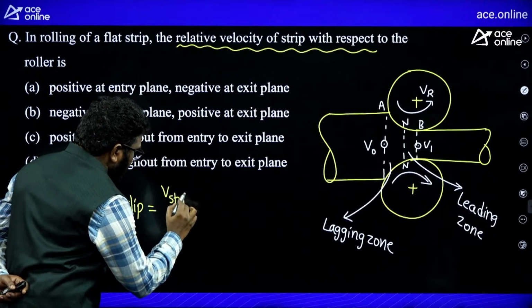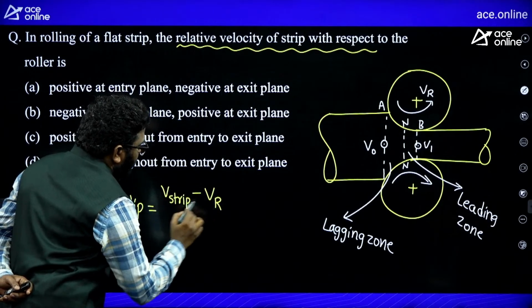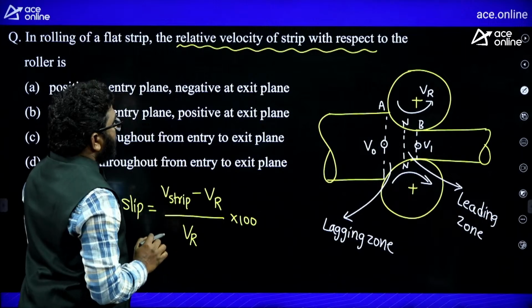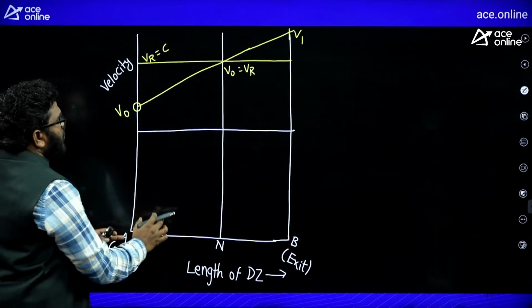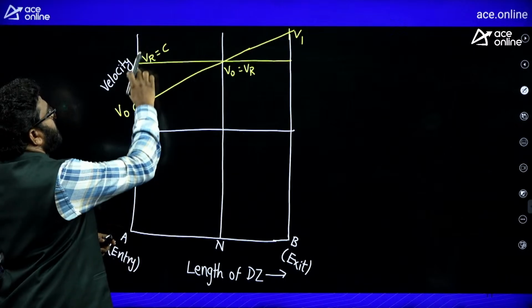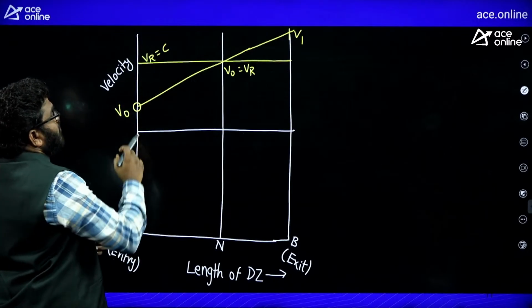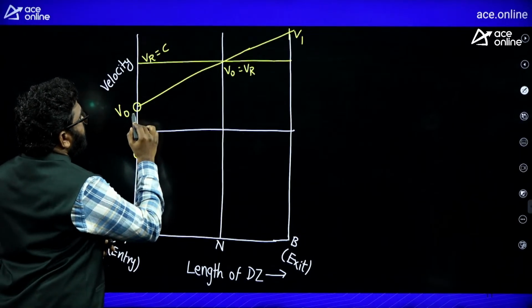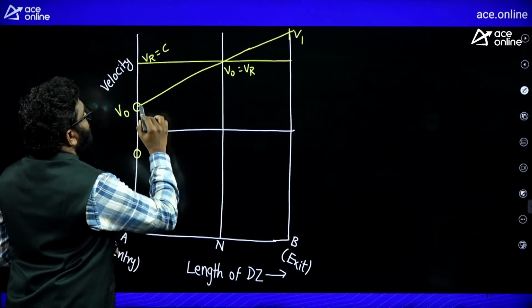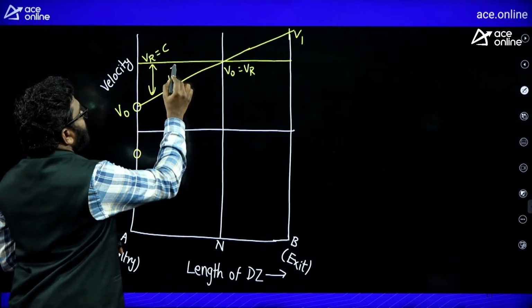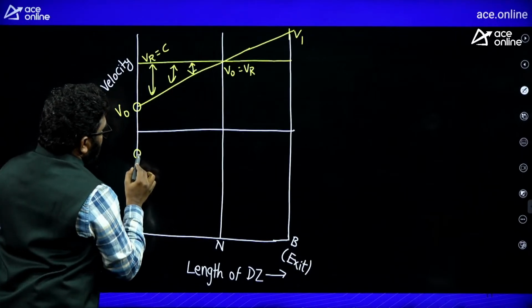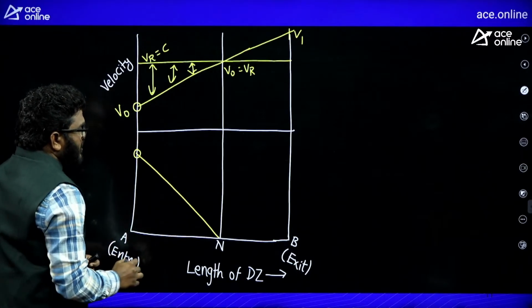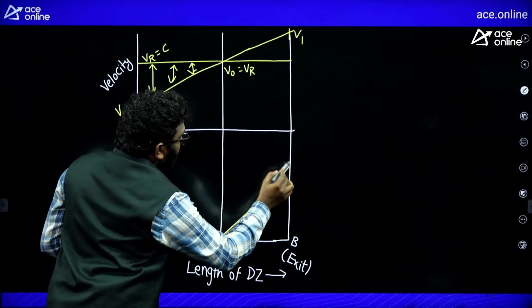Velocity of strip minus velocity of roller, divided by velocity of roller, into 100. This is the slip. Now, if I consider the lagging zone, in the lagging zone the velocity of the strip is less than the velocity of the roller. The difference is more, so more slip is present at entry. Moving into the deformation zone, the velocity difference is decreasing, so slip is decreasing and slip is 0 at the neutral plane. Slip is 0 at the neutral plane and keeps on increasing again here.